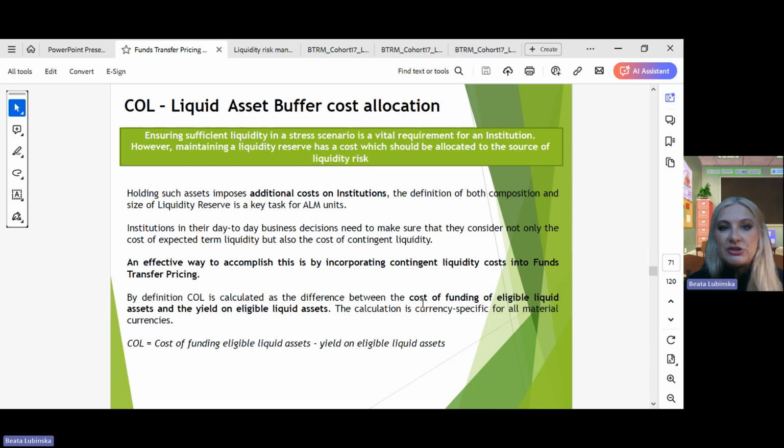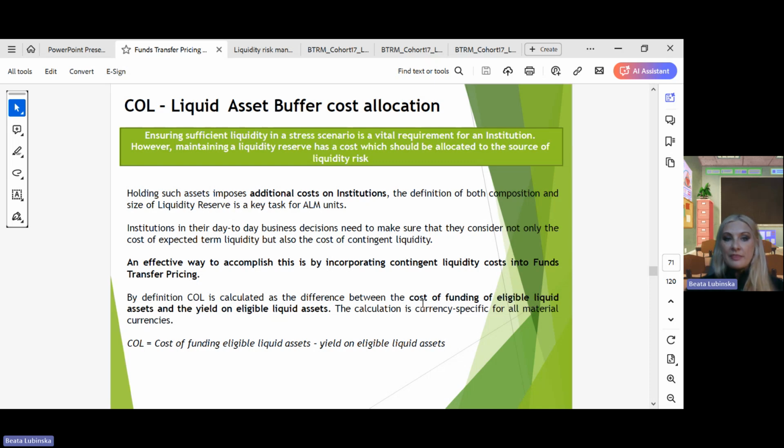So maintaining a liquidity reserve has a cost which should be allocated to the source of liquidity risk. Again, it is not always a cost. In some situations, it could be a benefit, like now. Holding such assets imposes additional cost on institutions. The definition of both composition and size of the liquidity reserve is a key task for the ILM unit. Exactly. Treasury ILM is responsible, on top of management of the interest rate risk, also for robust liquidity management and management of this contingency liquidity.